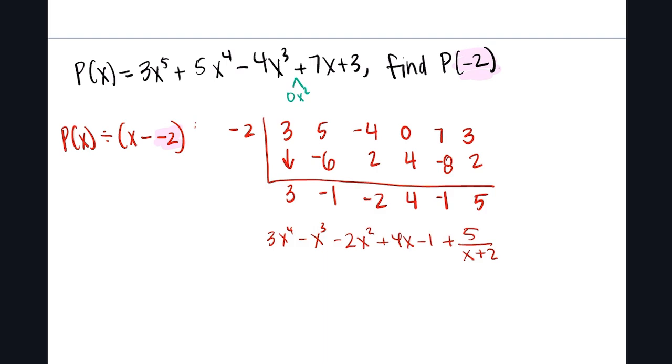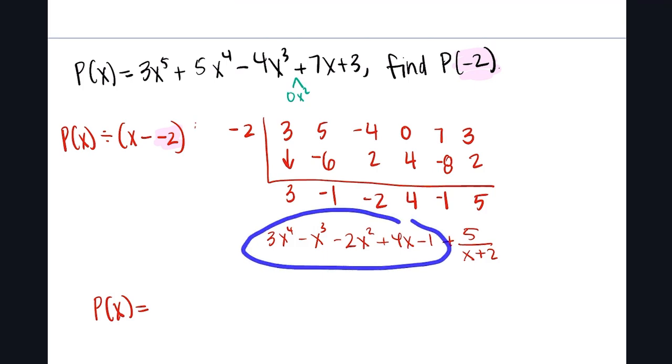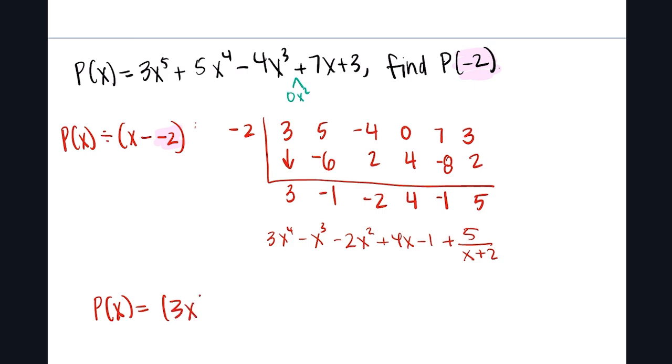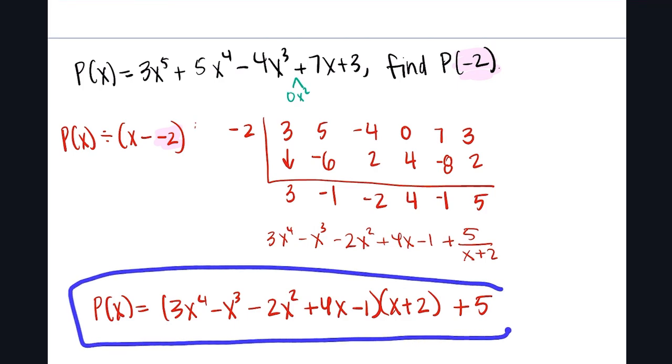Or if I wrote this out as my polynomial, I could say P of x is equal to this quotient. So it'll be my 3x to the 4 minus x to the 3 minus 2x squared plus 4x minus 1 times your divisor, which is x minus negative 2 or x plus 2, and then plus the 5. So this is how I could write it using that multiplication form.